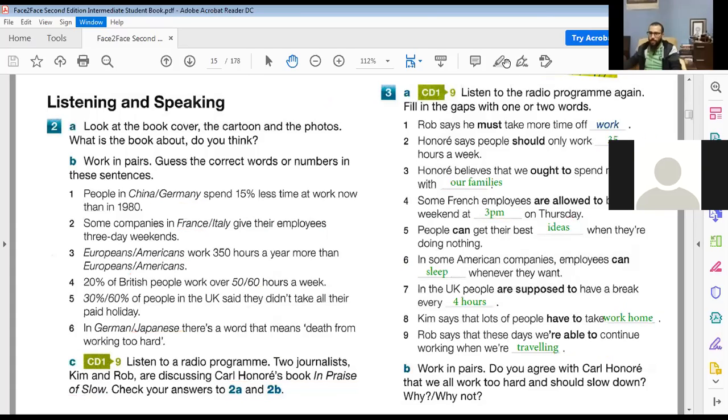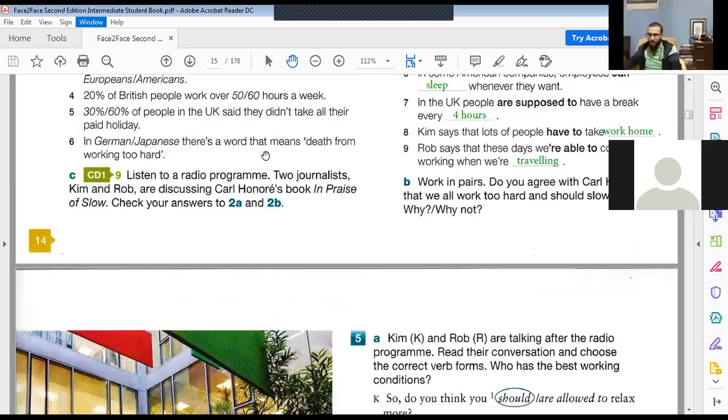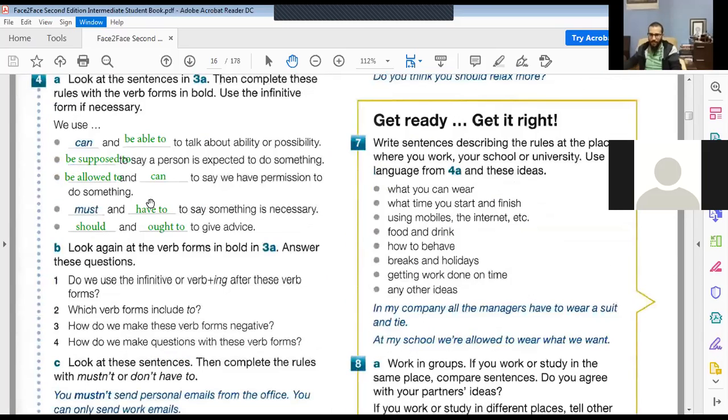Now let's move on to the grammar part of the book. Now the grammar part of the lesson. The problem is it's already answered.